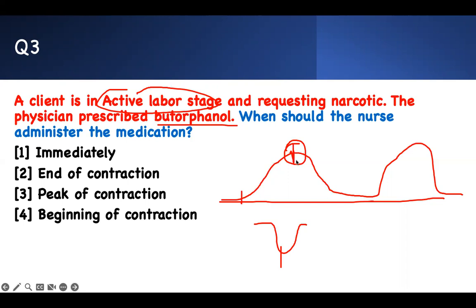So at the peak of contraction, there's minimal blood flow to the baby. And so if you're giving the mother medication, this is the time I give you the narcotic so that it does not affect the baby. Okay, so not immediately, not at the end of contraction, it is at the peak of contraction and not at the beginning. So this is 3.